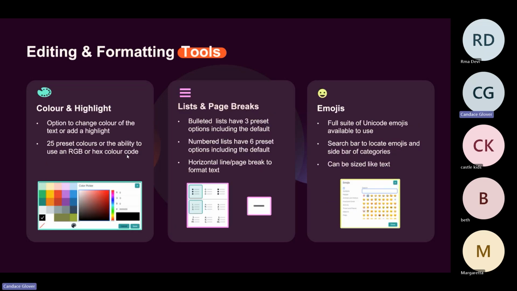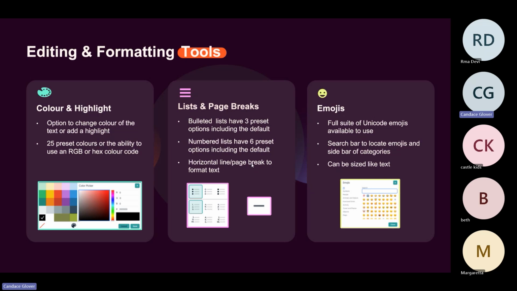We've also got color and highlight. You can change the color of your text, and you can also add a highlight behind the text as well. You've got some preset colors there, or if you click on your little palette there, you'll be able to slide through that color picker and choose your own. And we'll go into a little bit more detail when I jump into Playground in a moment.